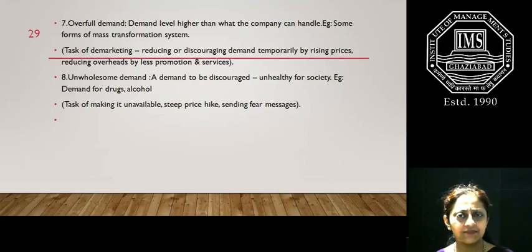So the task of a marketing manager is the task of demarketing, that is, by reducing or discouraging demand temporarily for a short period of time, by closing the entry points, or by raising prices for a low time period, or by reducing the overhead costs by conducting less promotions and services in order to manage this overfull demand. And finally, the last is the unwholesome demand. The unwholesome demand is a demand to be discouraged.